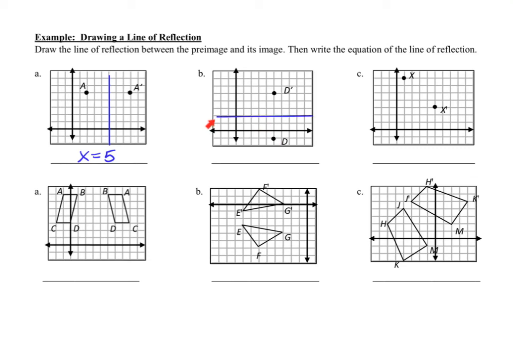What is the equation of this line? It is y equals 2. So the line is passing through the y-axis at 2. Let's look at letter C.